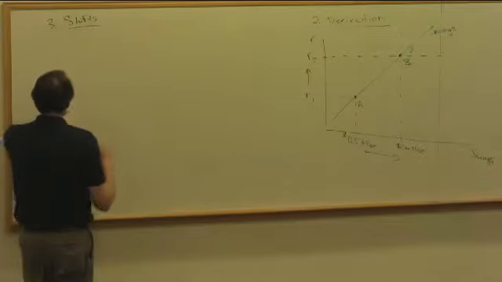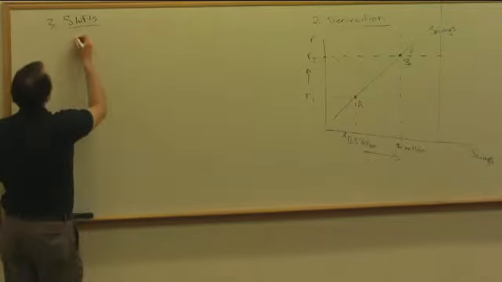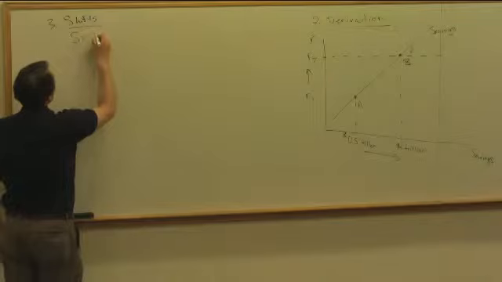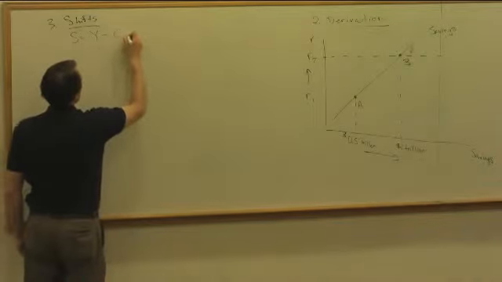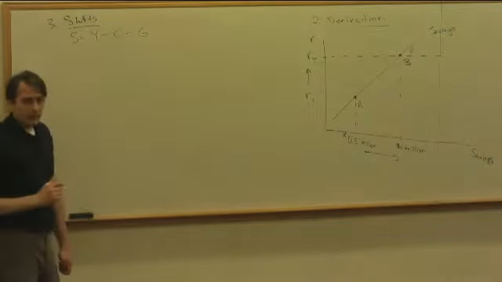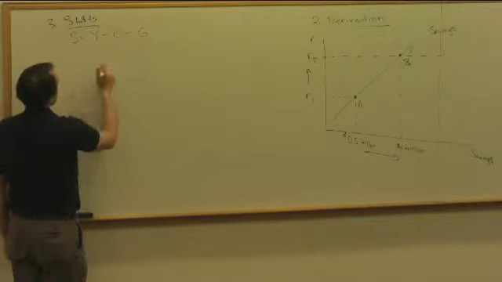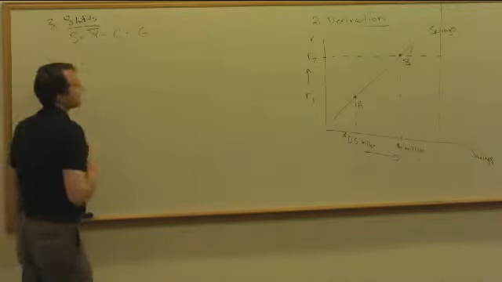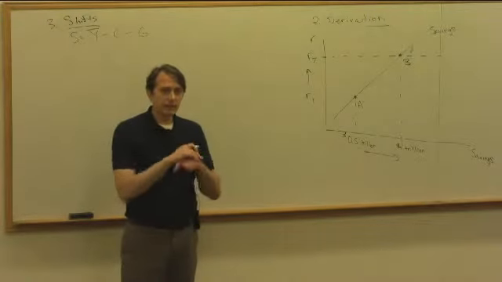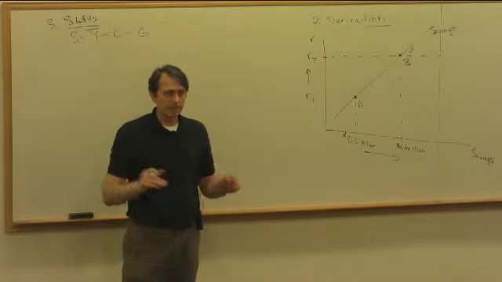And for this, I want to remind you, national savings is income minus consumption minus government expenditures. And for simplicity right now, we can relax this assumption later on, let's just say the level of income is fixed, meaning the size of the economy is constant. Right?